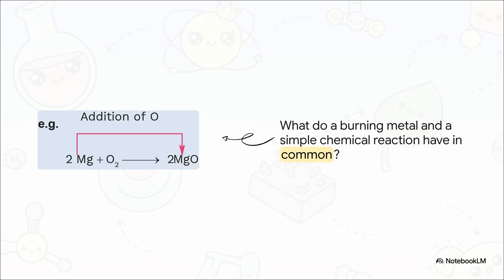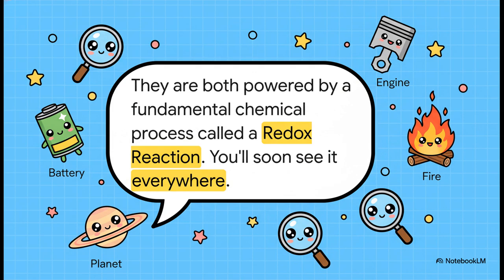I mean, think about it. What could a raging, blazing fire possibly have in common with a quiet, slowly rusting nail? One is super fast, hot, and dramatic. And the other is, well, it's just slow and silent. They seem like total opposites, don't they? Well, turns out they're both perfect examples of the exact same fundamental chemical process, a redox reaction. And I promise you, once you know what that is, you're going to start seeing it absolutely everywhere.